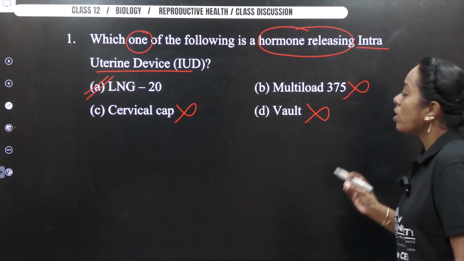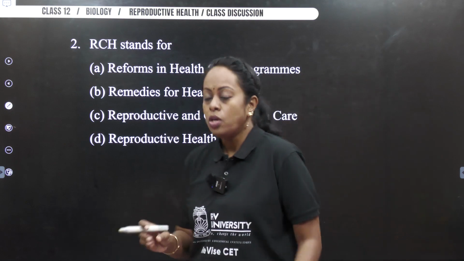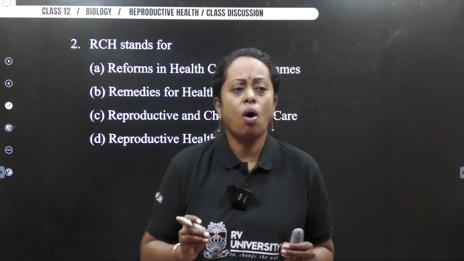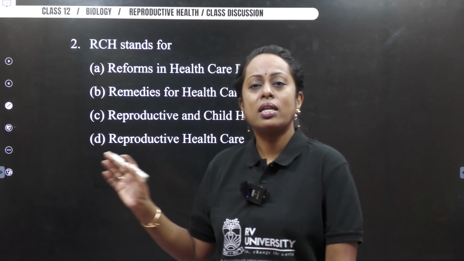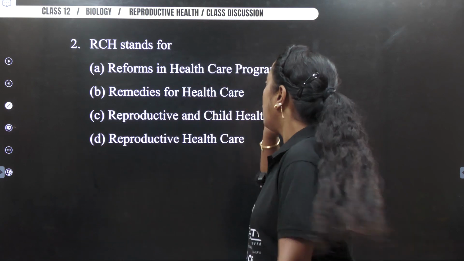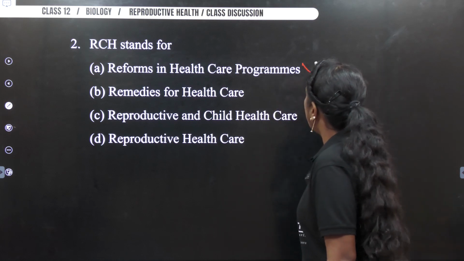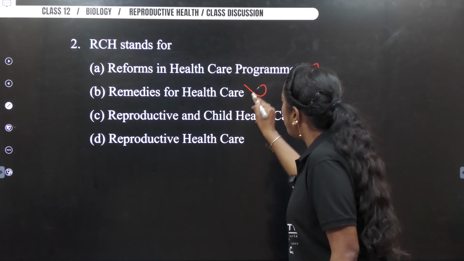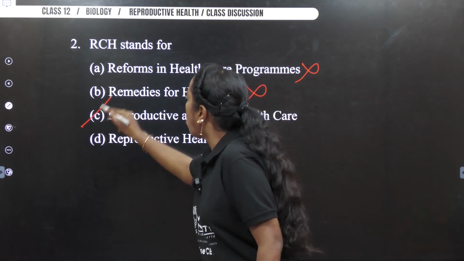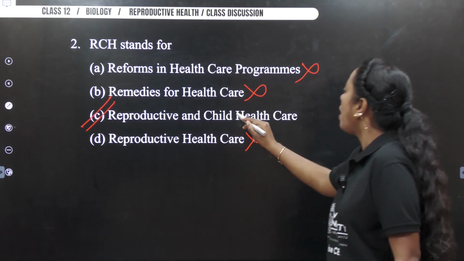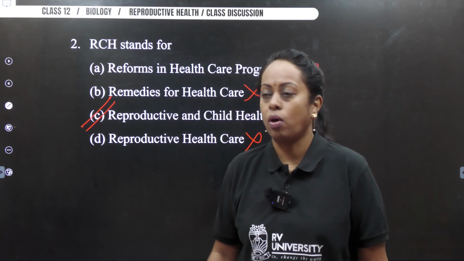Now let's see what's our next question. RCH. This particular topic has a lot of terms that we have to remember. So RCH stands for Reproductive and Child Health Care. So option A is wrong, option B is wrong, option D is wrong, and our right option is reproductive and child health care. All of you would have marked it correctly, no doubt at all.